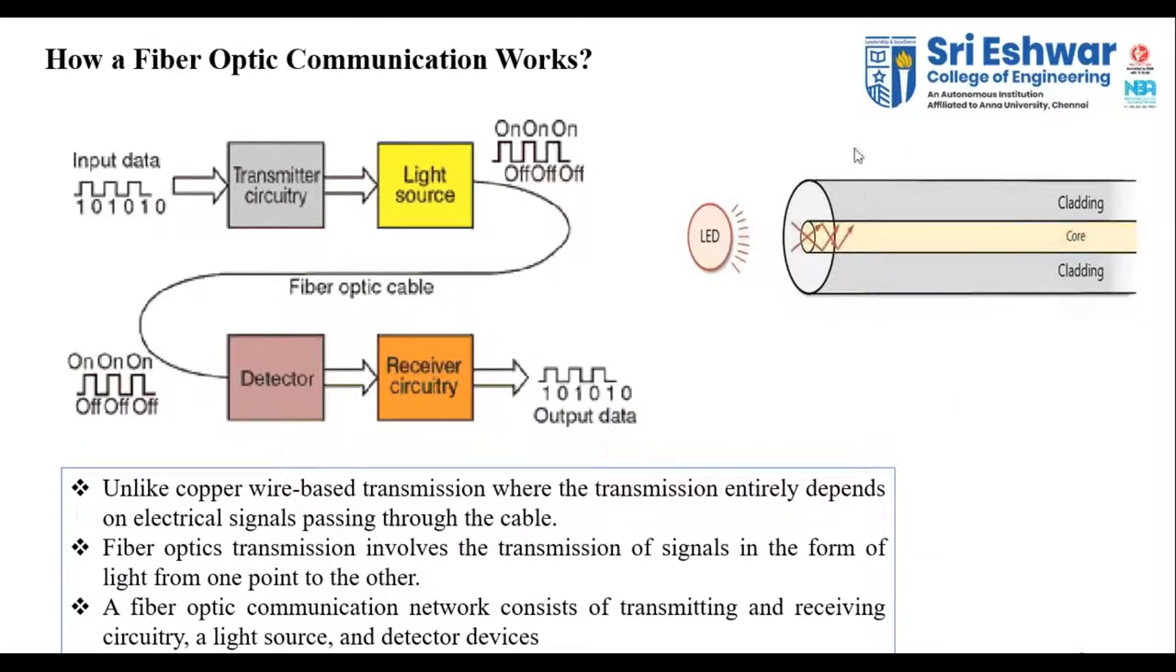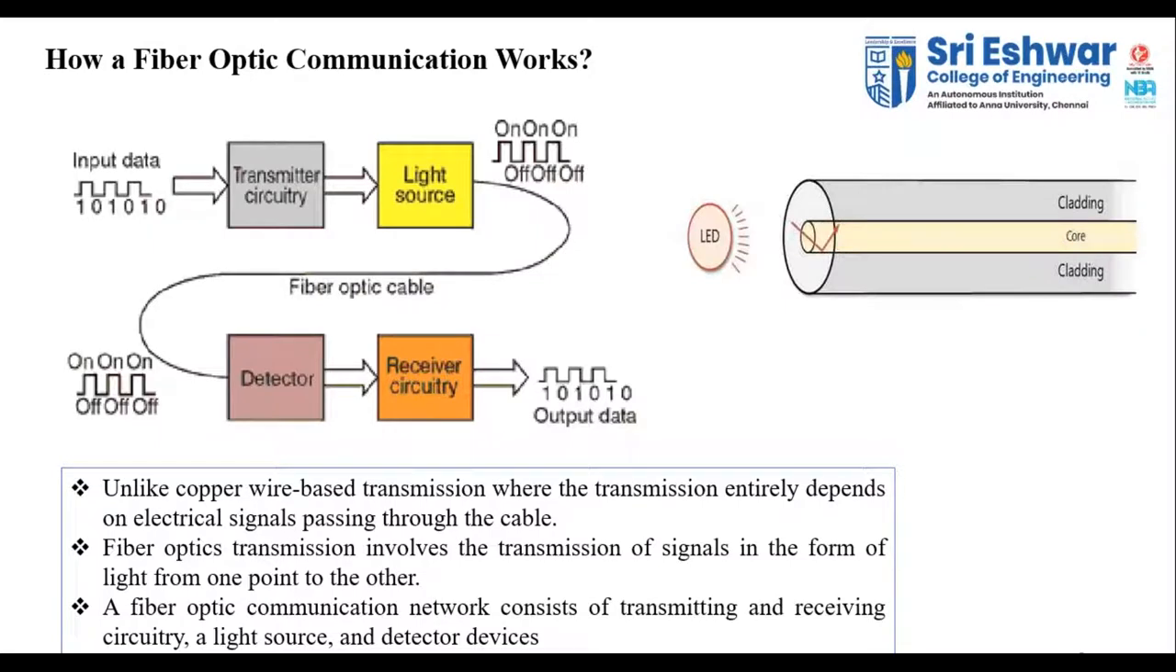Please see the diagram. What is the principle of operation here? Total internal reflection. Please recall total internal reflection. What is the condition for total internal reflection? There are two conditions. Condition number one is N1 should be greater than N2. N1 is medium one, that is the core, and N2 is medium two, that is the cladding. The refractive index of the core should be greater than the refractive index of the cladding. That's why N1 is greater than N2.